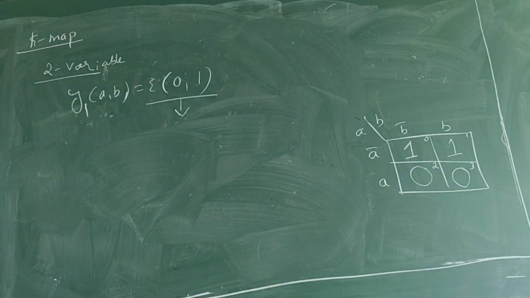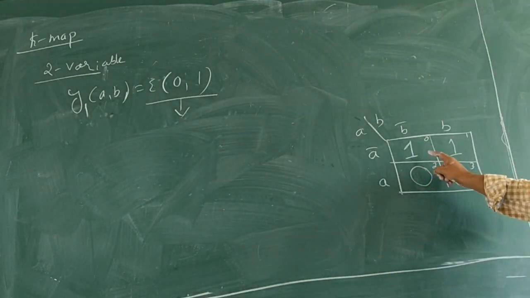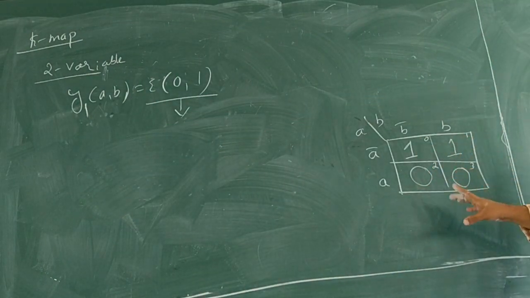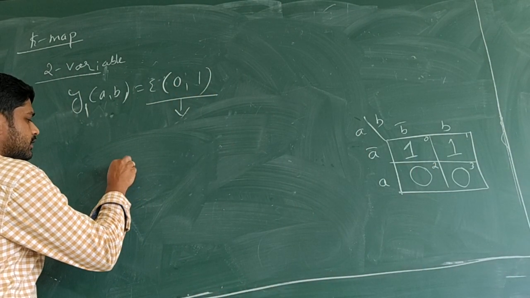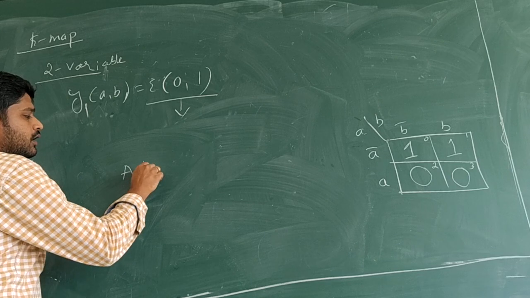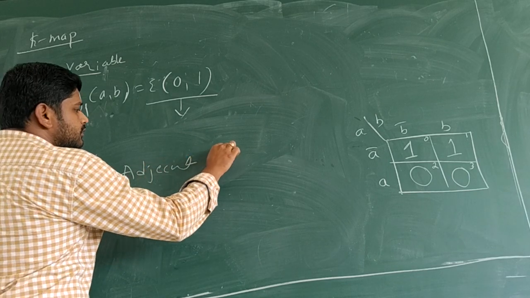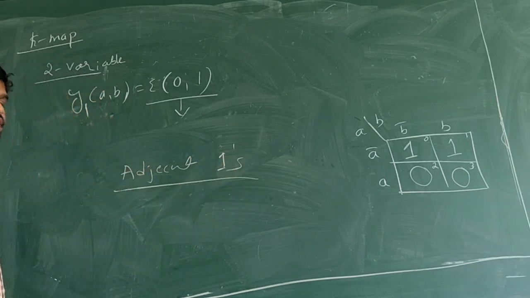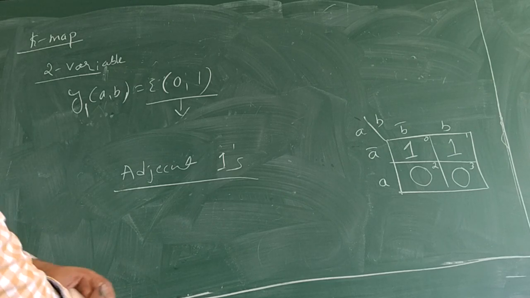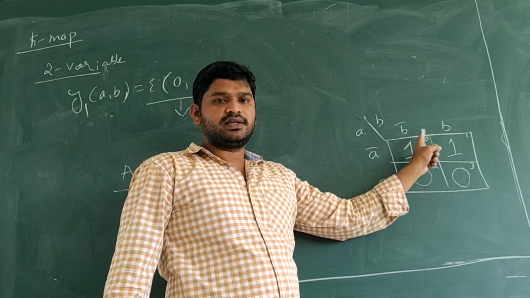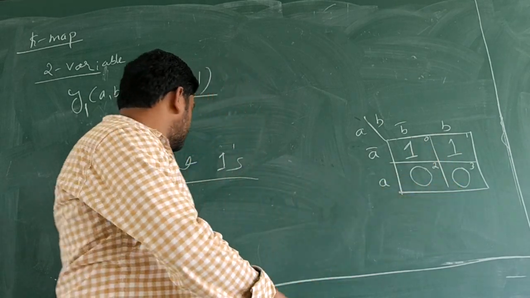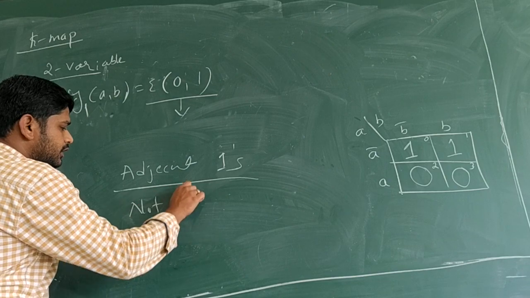Now if we go for simplification directly, what we have to think is we have to find out adjacent ones. Adjacent ones means one next to the other cell. One next to the other cell. But not diagonally.